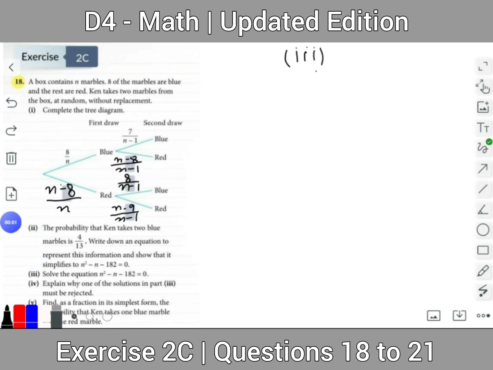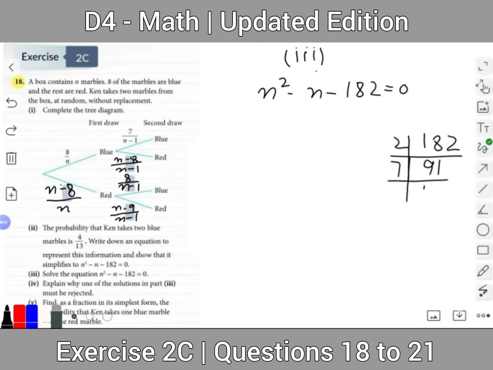Question 18, part 3: we have to solve the equation n square minus n minus 182 is equal to 0. Now we will factorize 182. Here 7 ones are 7, 7 threes are 21, and 7 twos are 14 and 13, two factors of 182. So here we have n square minus 14n plus 13n minus 182 is equal to 0.